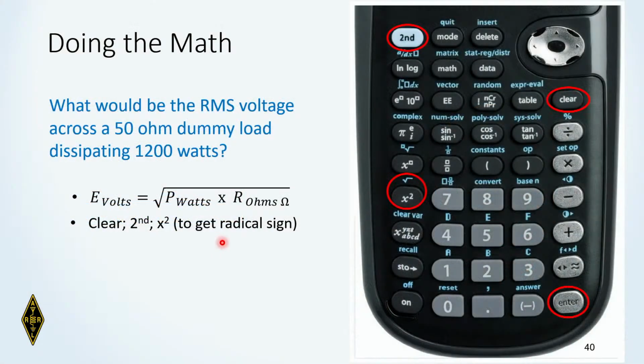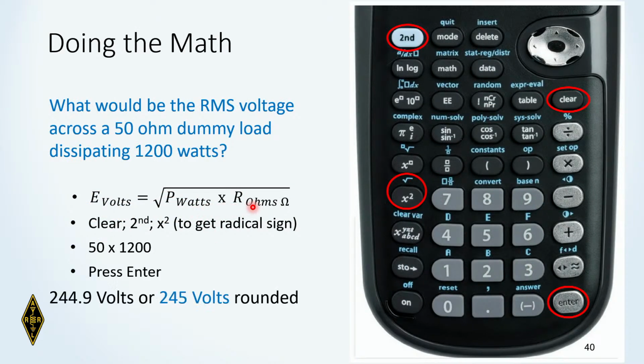So, see if I told you the truth. Clear, second x squared to get the radical sign, 50 times 1200. Press enter, and there it is. And hopefully those of you that were following got the same thing, unless there's a question.